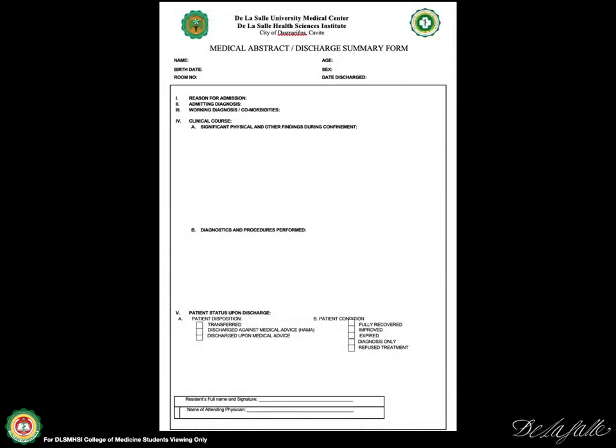The medical abstract template form is in Word format and is available at the computer counter at the nurse's station. The clinical clerk on duty can update it during their tour of duty.